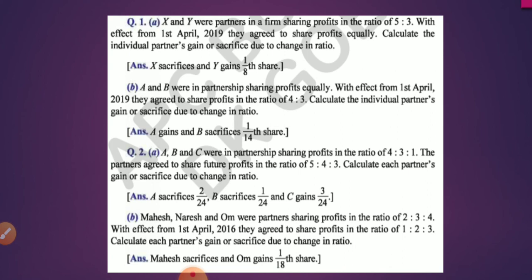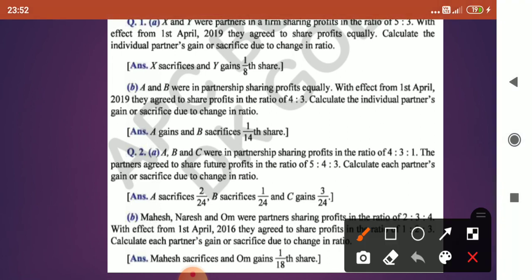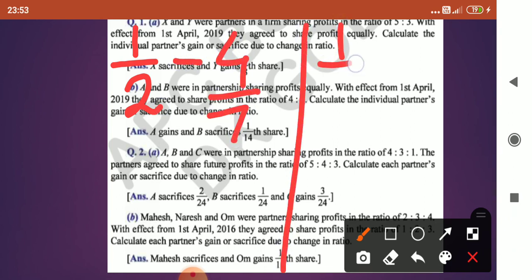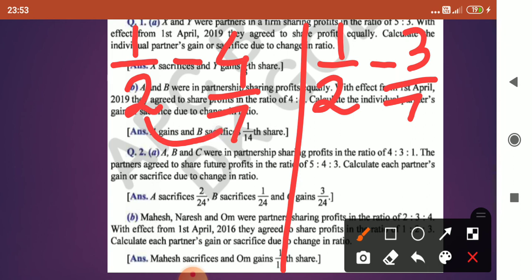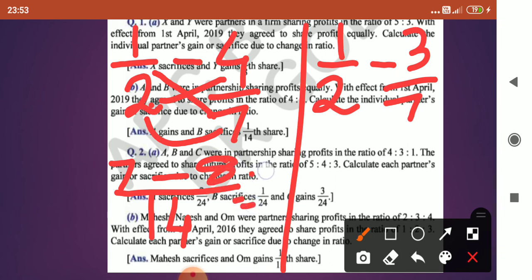Okay. If you want, I'll help you in this question. For A, it is 1 by 2 minus 4 by 7. For B, it is 1 by 2 minus 3 by 7. First cross multiply. 2 sevens are 14. First multiply the denominators. Then multiply 7 into 1. 7 into 1, 7 minus 2 into 4, 8. So, minus 1 by 14. A is gaining. Let us see for B.